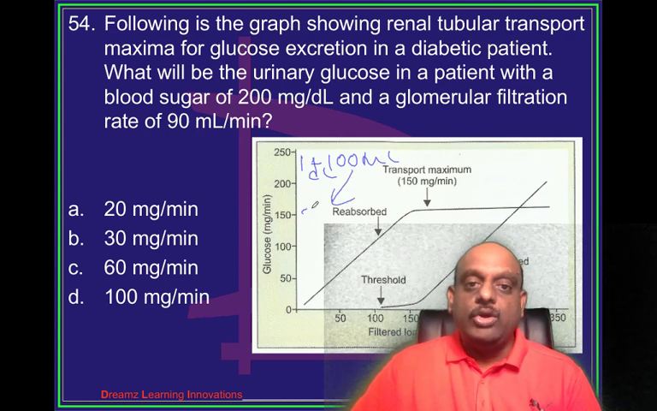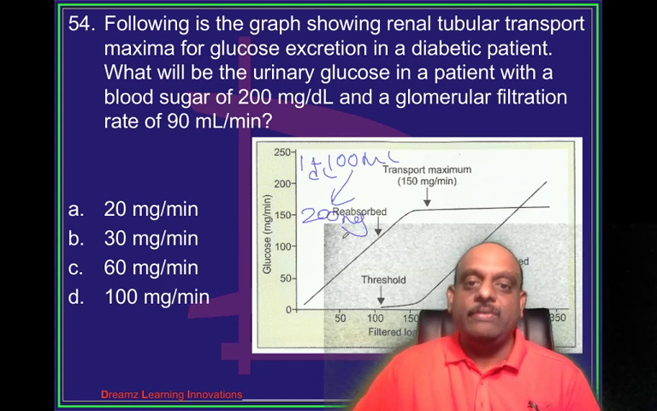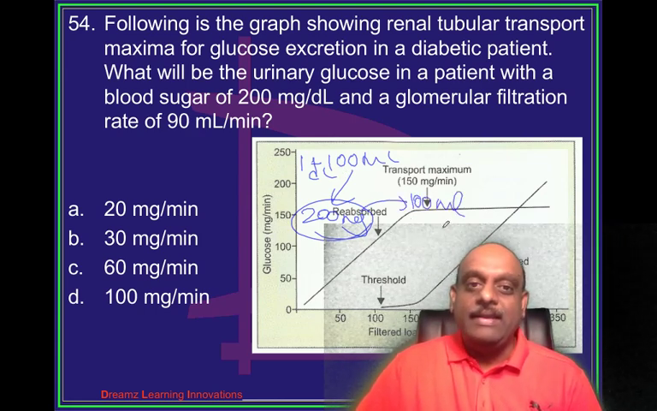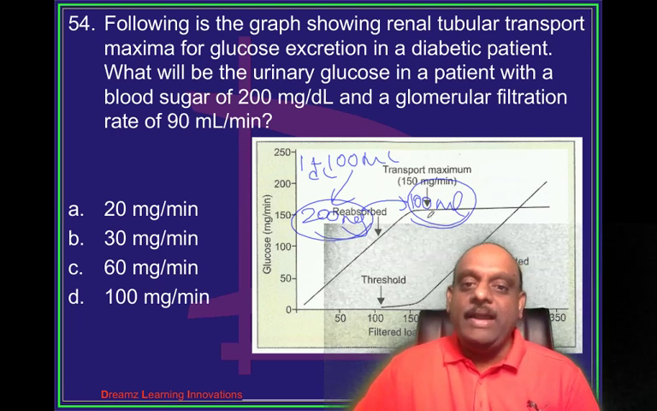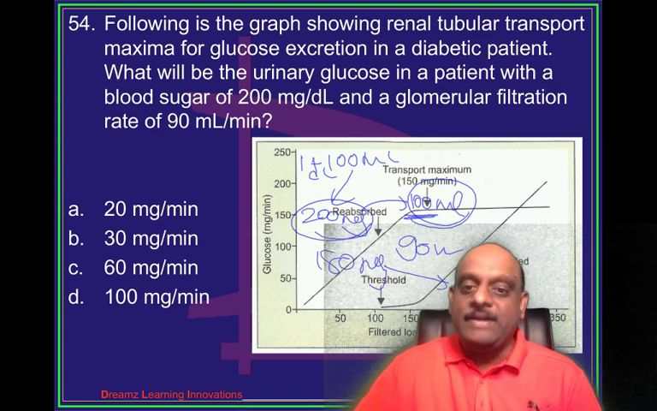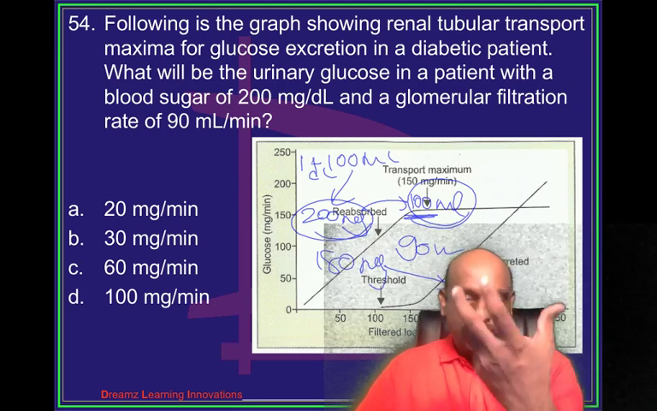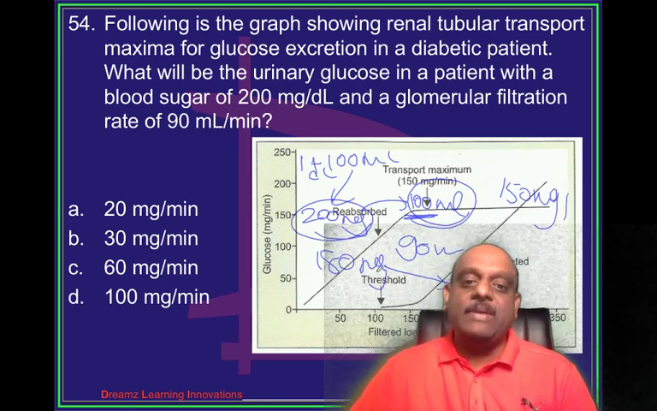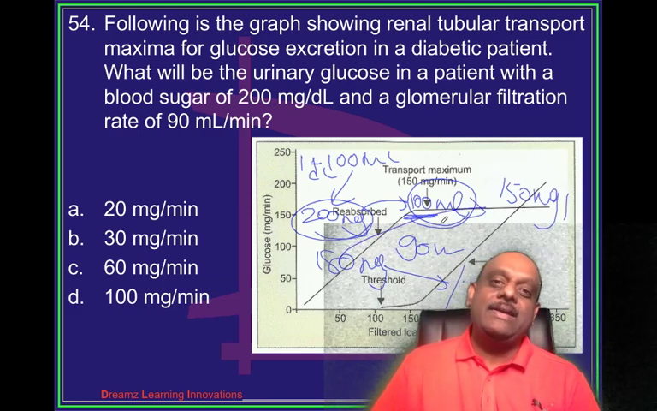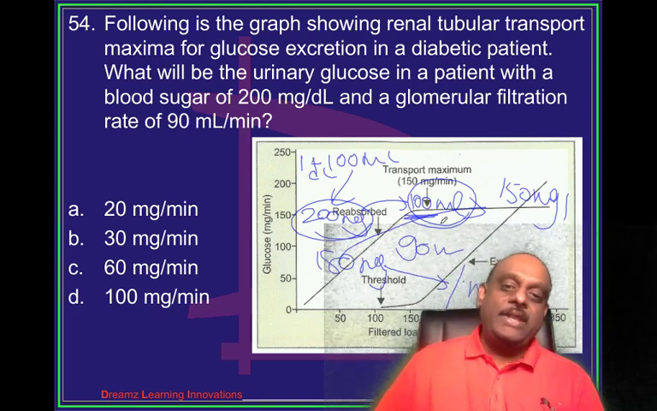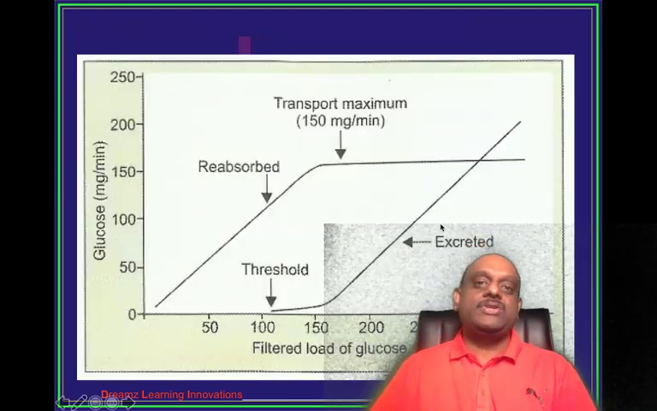So 200 milligrams per deciliter, no? 200 milligrams per 100 ml is there. So 90 ml में of the blood में कितना होता? 90 ml में 180 रहता. So 180 milligrams is being filtered per minute into the tubule, and 150 milligram per minute तक tubular maximum है. So 180 minus 150 क्या हो गया? 30 हो गया.